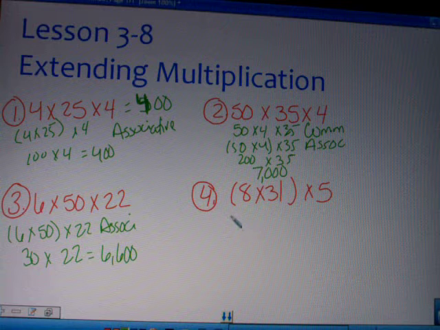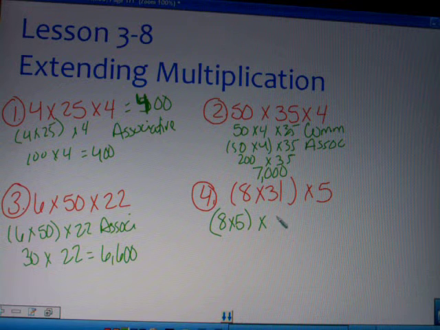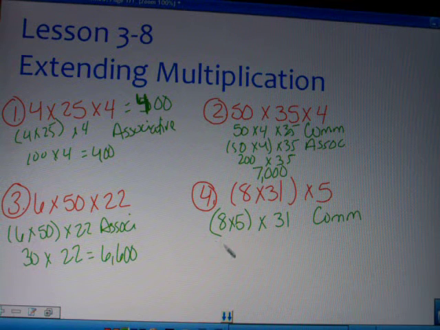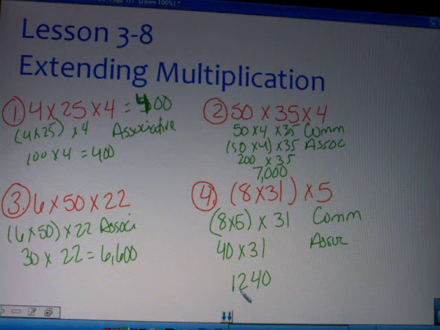Now for this one, I'm going to change it so that I have 8 times 5. I'm going to multiply that first, times 31. That's the commutative property. I'm sorry, first thing I'm going to do is change around. Then I'm going to use the associative property to multiply 8 times 5 to give me 40 times 31. 40 times 31 gives me 1,240.